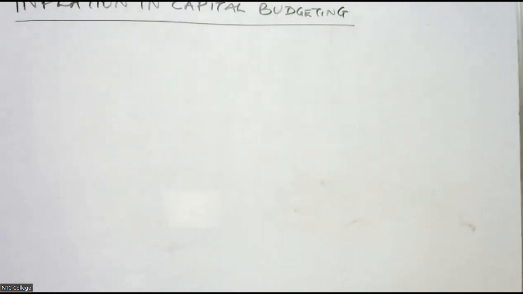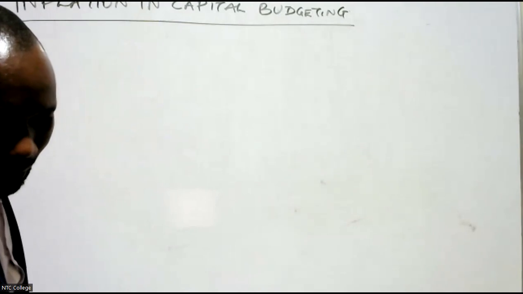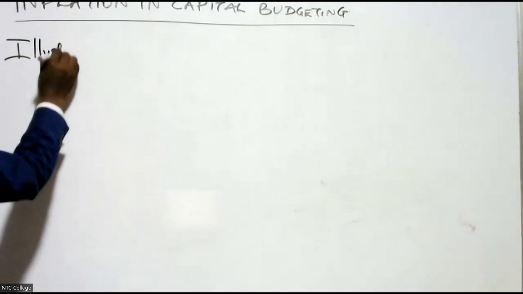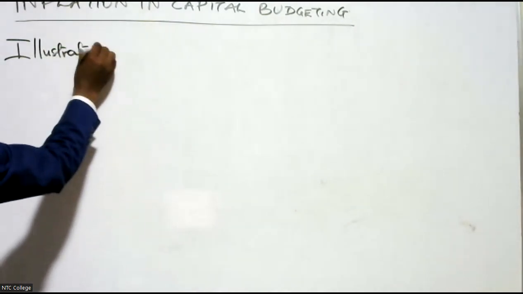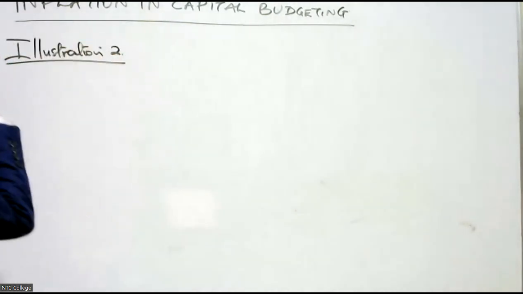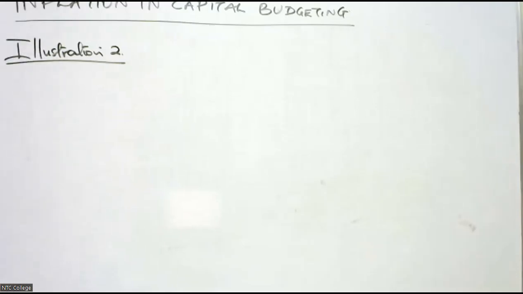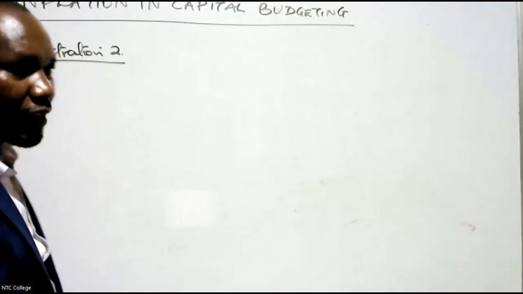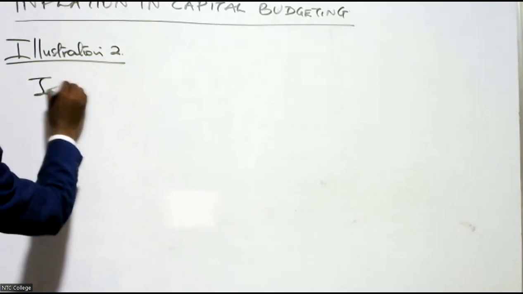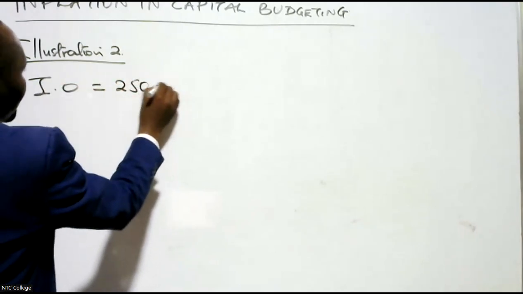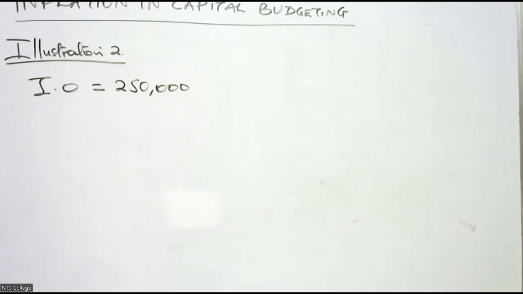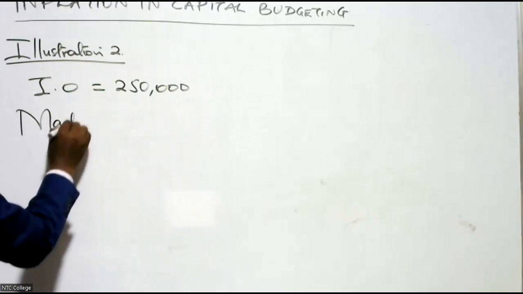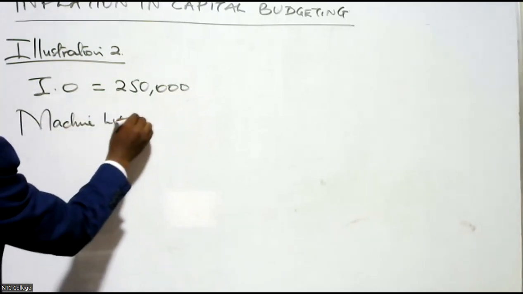So let's look at the next part, illustration 2. This one is quite long, so let's be careful so that we move together well. It is an advanced level of the first one. So say that the initial cost of a new machine is given as 250,000. The machine lasts for 4 years. Machine life is 4 years.